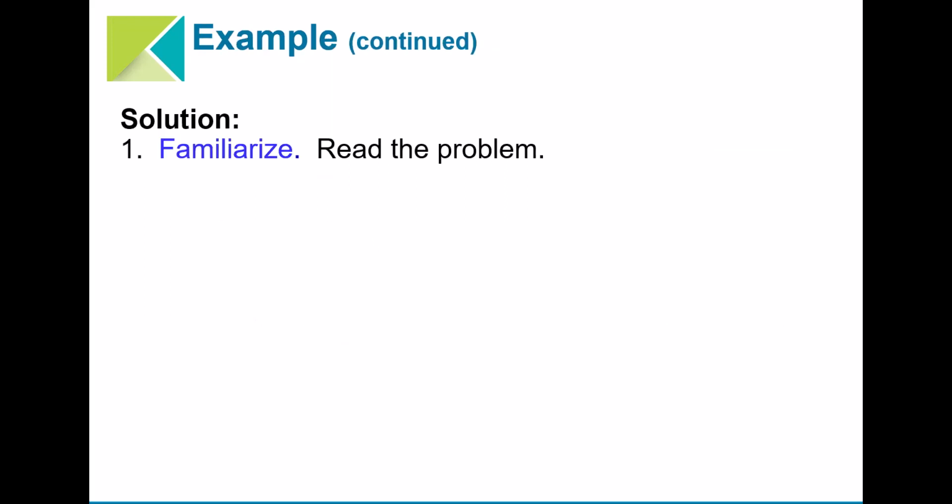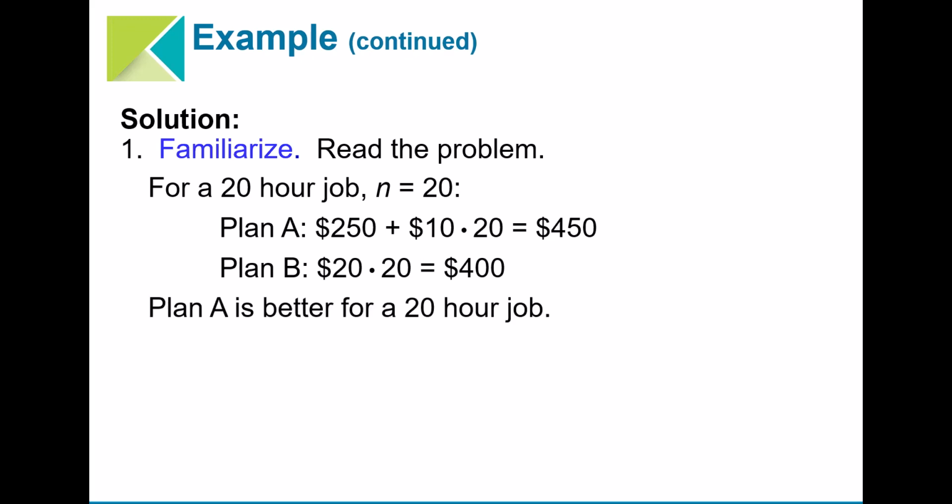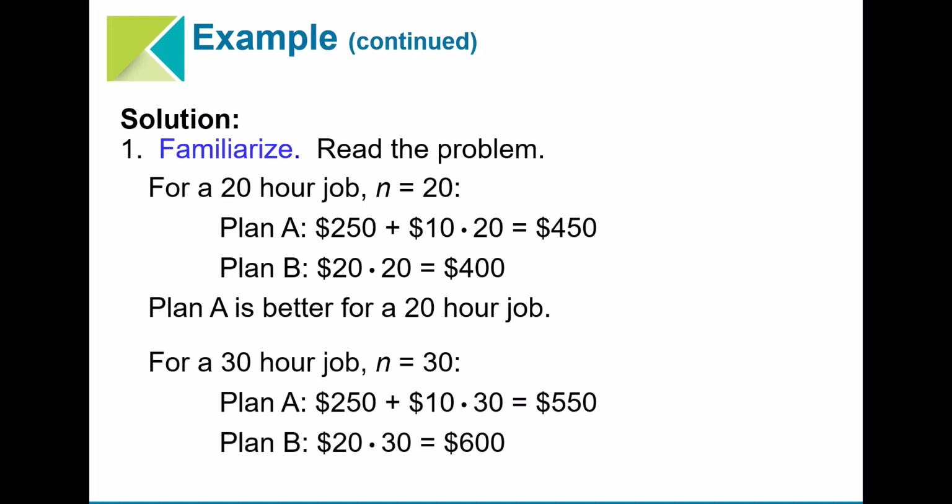And as we talked about before, familiarize yourself with the problem, read it. For a 20-hour job, so n equals 20, my plan A said $2.50 plus $10 times the 20 hours. My plan B was simply $20 times the 20 hours. So it looks like plan A is better for a 20-hour job, but say for a 30-hour job, n equals 30, and I look at the two plans, plan B would be better because she's getting paid more.